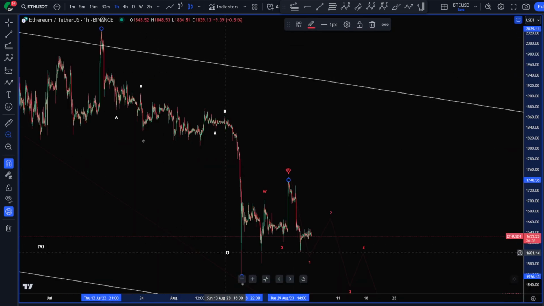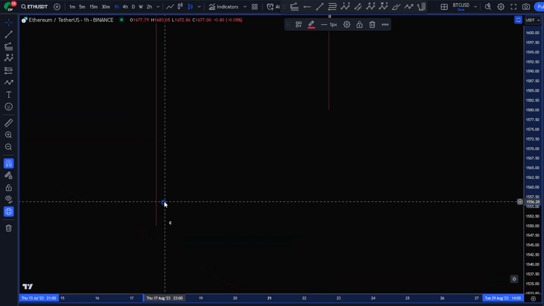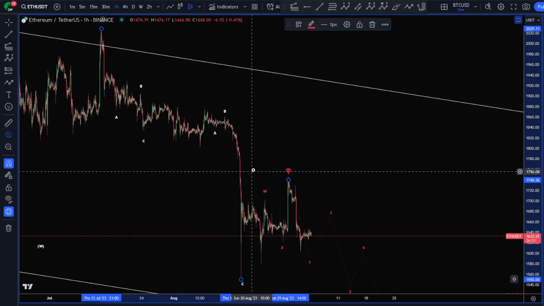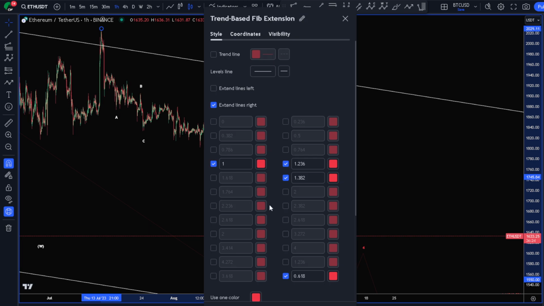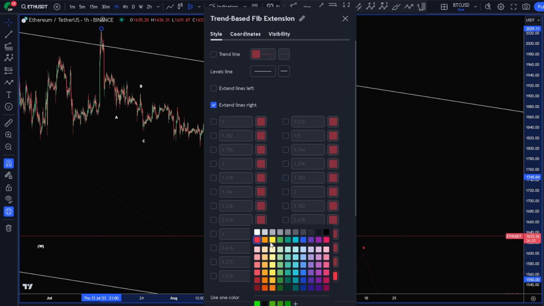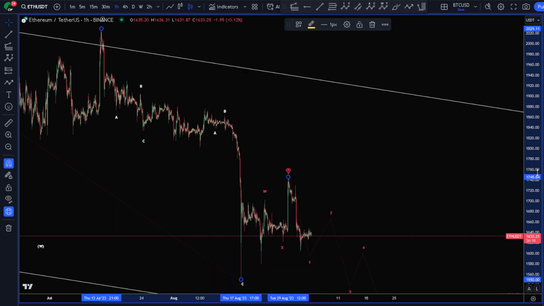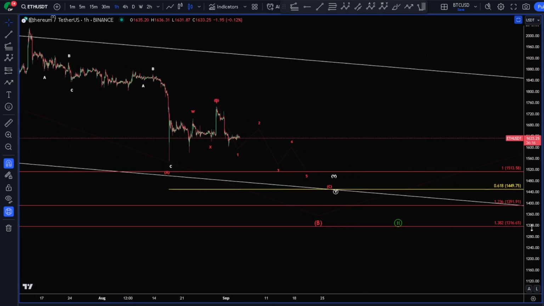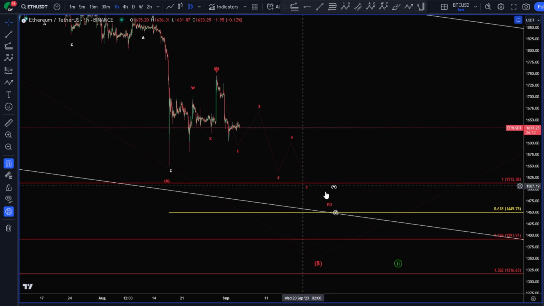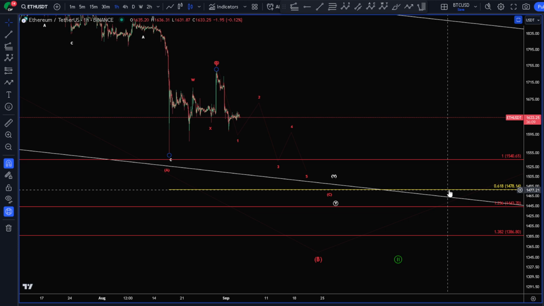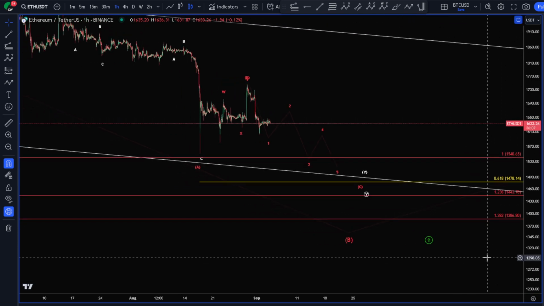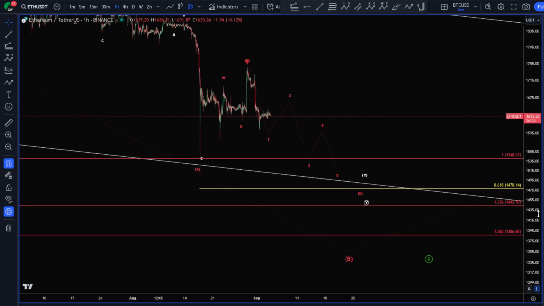Our minimum target we'd want to hit for our C wave is the 618 extension of our A wave. So we'll just put that. That's our minimum target we want to hit. We'll put that in yellow. So minimum target is currently below the 1-to-1, 1449 on linear, 1478. That's the closer one. So we'll use that for our minimum.